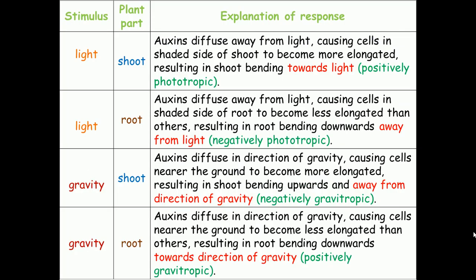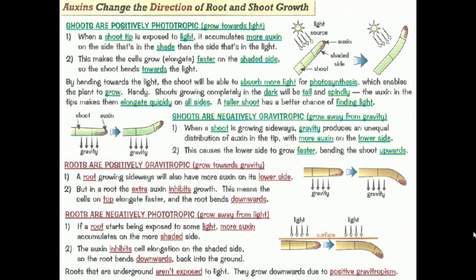And then here is a summary explaining all those responses. So you can see that the light has an effect on the shoot. The auxins diffuse away from light, causing cells in the shaded side of the shoot to become more elongated, and that results in the shoot bending towards light, and it becomes positively phototropic. You can read the summaries for the other 3 examples. And there's further summaries here as well.